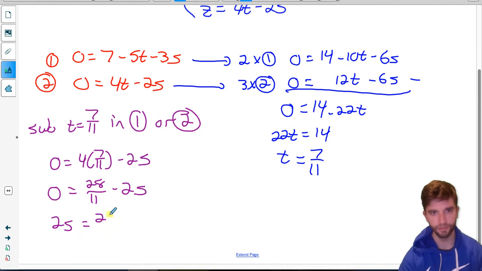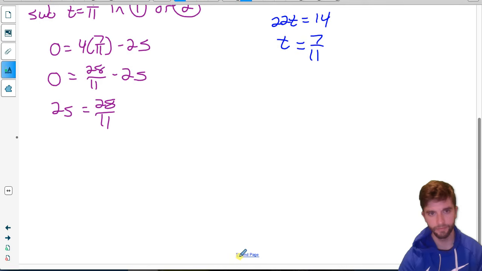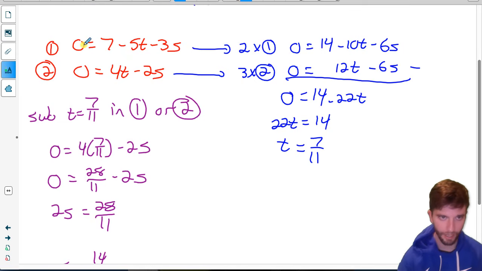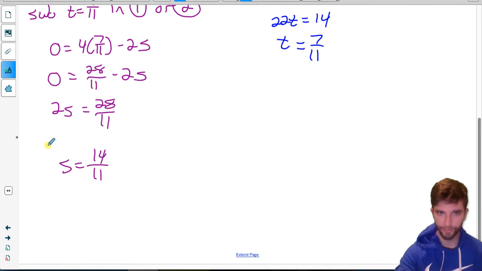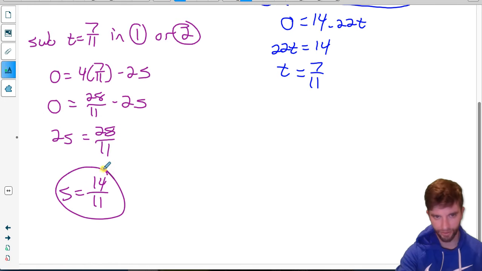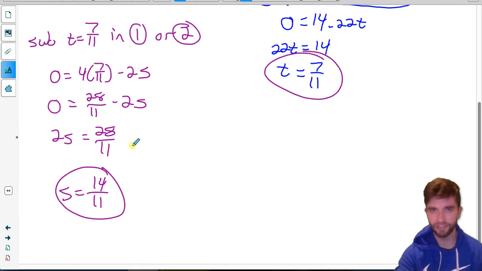2s equals 28 over 11. Divide the 2 over, and I get s equals 14 over 11. So I have the values for s and t that get me a y and a z component of 0. So I know it's going to bring me to an x-intercept. But what is that x-intercept? What is the x-coordinate when s is 14 over 11 and when t is 7 over 11?